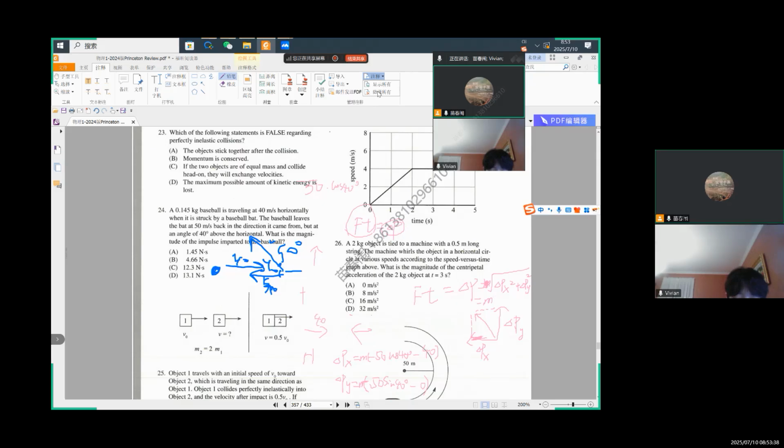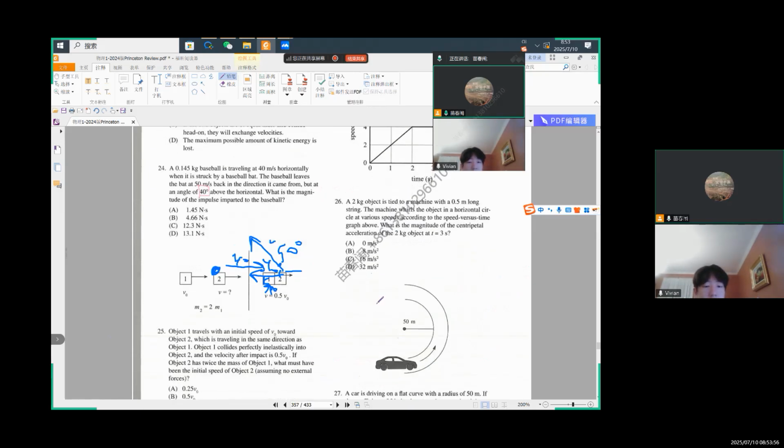So you can see different angles. When you see this angle, you know it's probably an XY system, right? And in each direction we use Ft equals delta p, and then you have vector adding there.